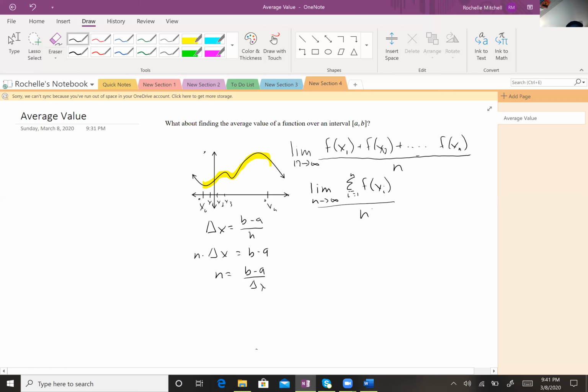If I substitute that in for the n value here, I would have limit as n approaches infinity of the sum as i goes from 1 to n of f of x sub i divided by b minus a over delta x.